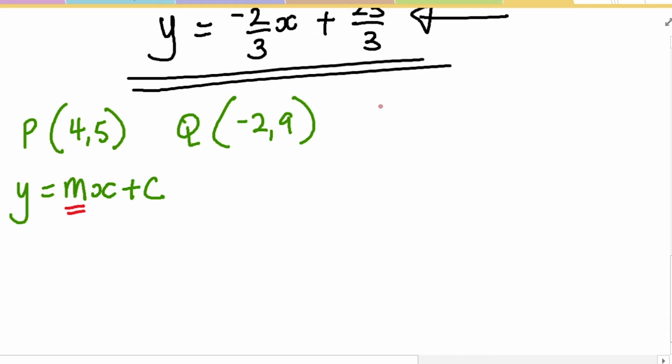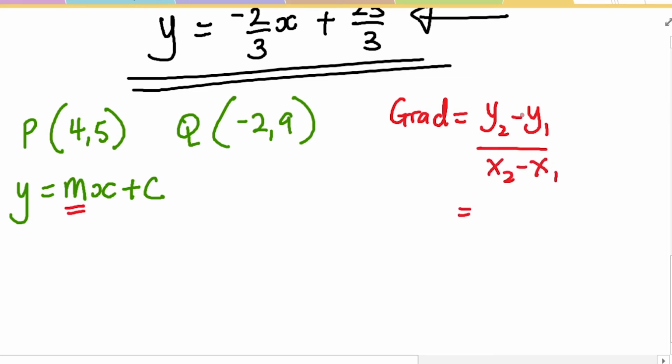We know that gradient is given by y2 minus y1 over x2 minus x1, right? So what is our value of y2? Let's label these ones. Let's call this x1, y1. Let's call this x2, y2. After labeling them, we come and substitute them here. So y2, we shall say this is 9 minus y1, which is 5. Divide that by x2, which is negative 2, minus x1, which is 4.